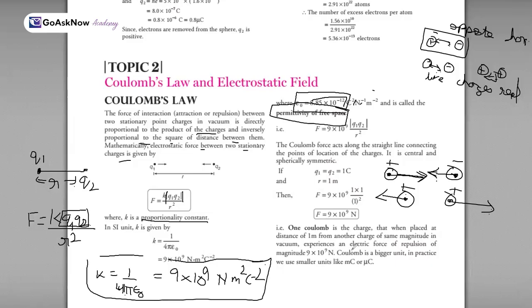What is 1 coulomb? 1 coulomb is the charge that, when placed at a distance of 1 meter from another charge of the same magnitude in vacuum, experiences an electric force of repulsion of magnitude 9 into 10 power 9.